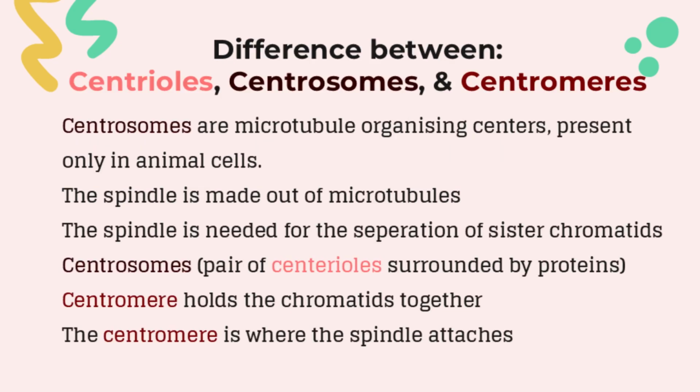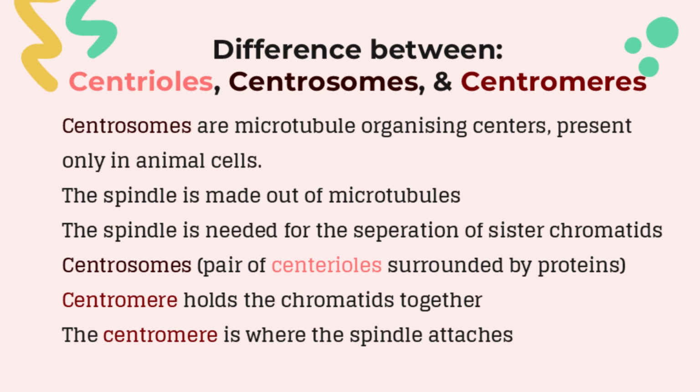What's the difference between centrioles, centrosomes, and centromeres? We're going to start with centrosomes. They are microtubule organizing centers, present only in animal cells. The spindle is made out of microtubules. The spindle is needed for the separation of sister chromatids. Centrosomes are a pair of centrioles surrounded by proteins.